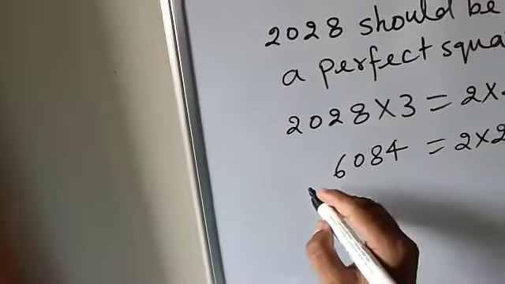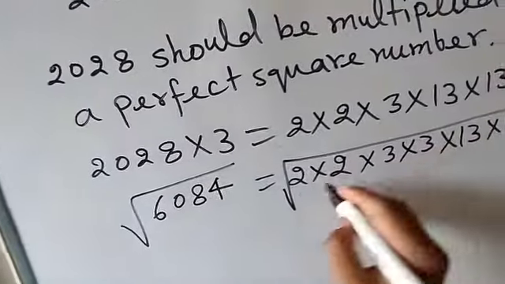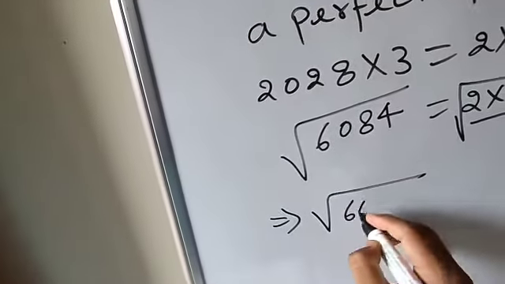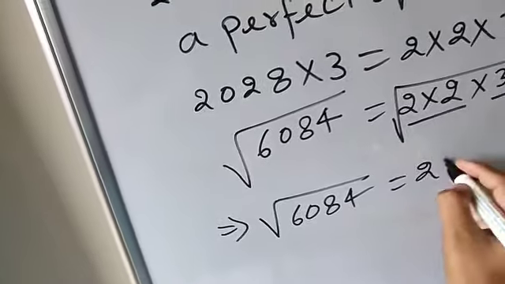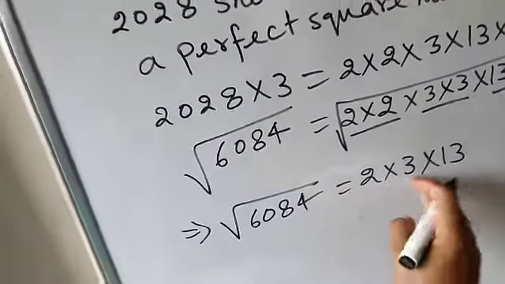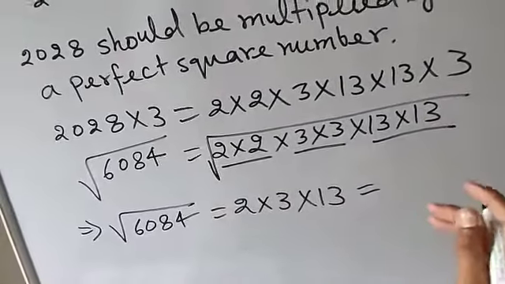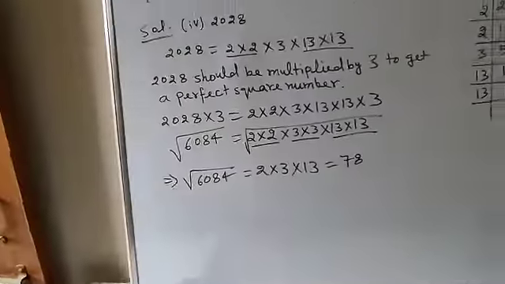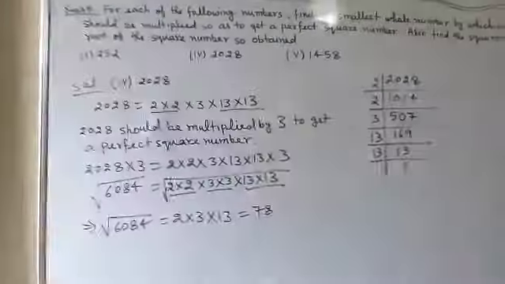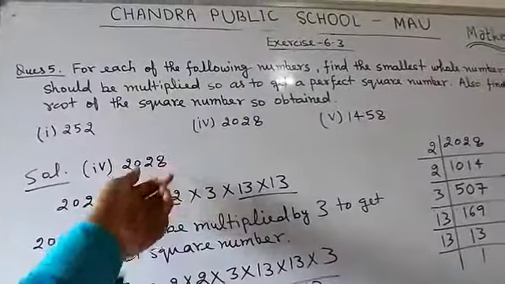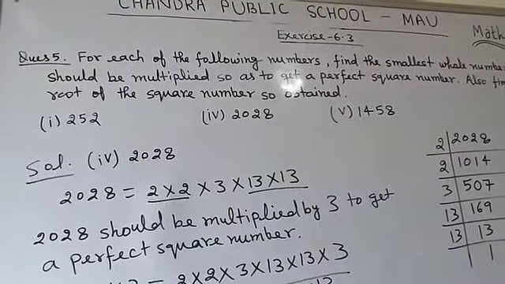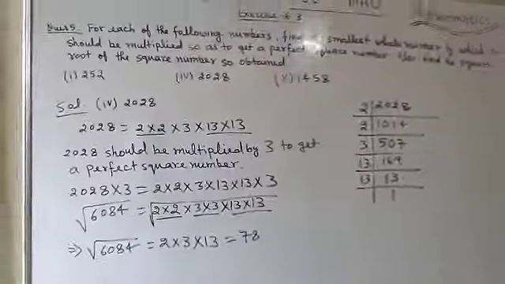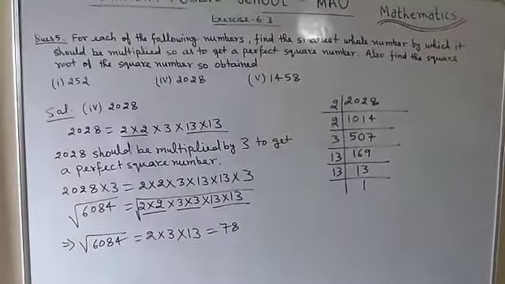So you need to find the square root of that number. So make this symbol. Now make the pairing. It will be this. So it shows that under root 6084 equal to 2 into 3 into 13. Then 2 3 ja 6 and 13 6 ja 78. So the square root of 6084 is 78. So if you multiply this number by 3, you will get this number 6084, and it will be a perfect square number whose square root will be 78. So you need to write that complete solution of the fourth part.